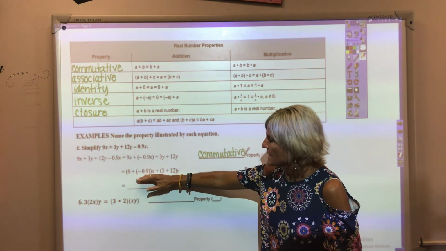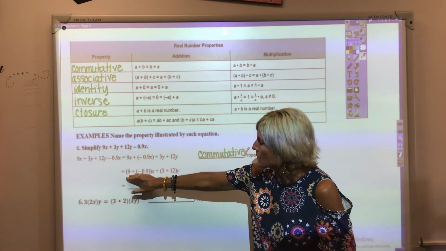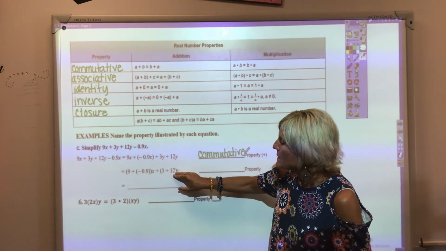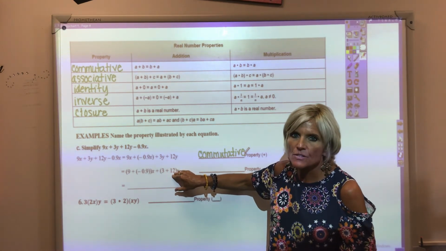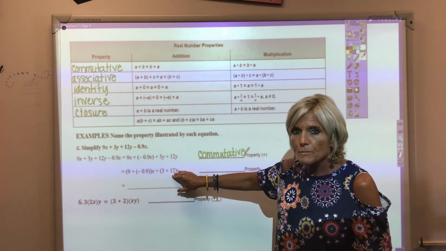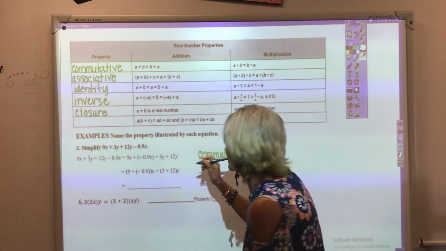On the second line here, we're not changing the order, but notice we're grouping the 2 x's together and we're grouping the 2 y's together. This just helps making simplifying easier. So grouping things is the associative property.